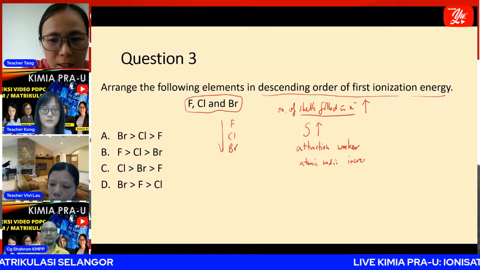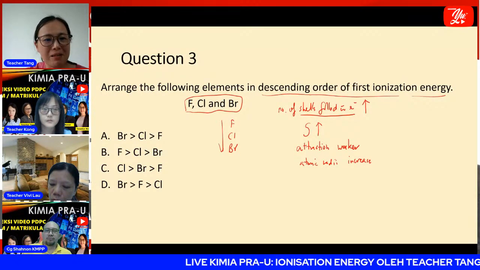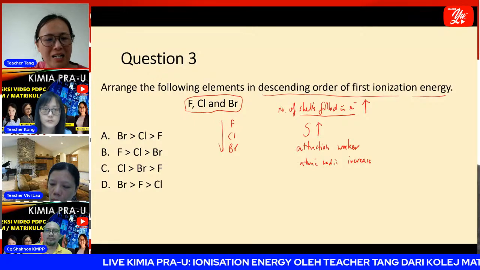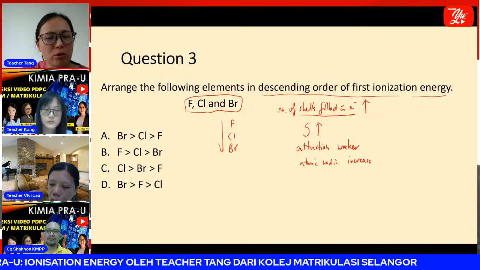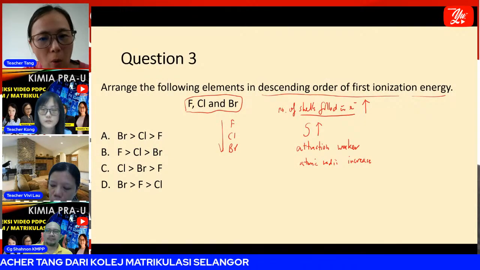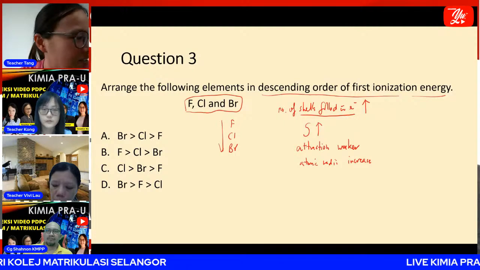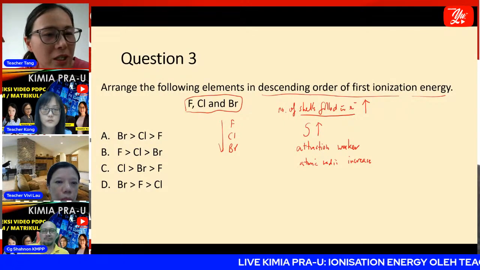When the distance is further, the atomic radii increases as going down the group. So when the size becomes larger, it is easier to remove an electron. When easier to remove an electron, the first ionization energy will be lower. So I gave enough hints already. So any answer from the students for question number 3?